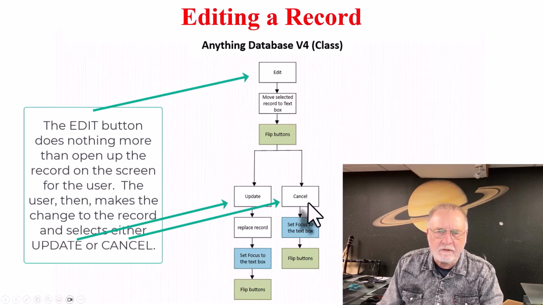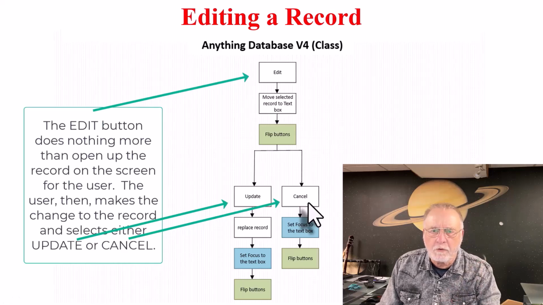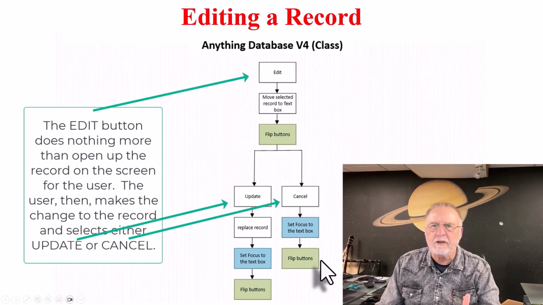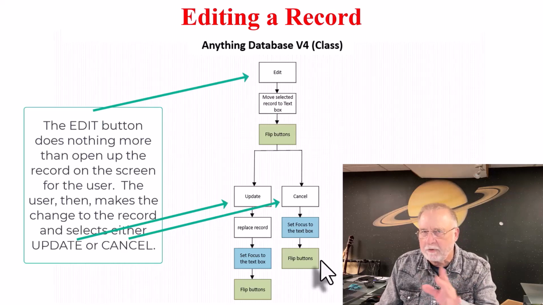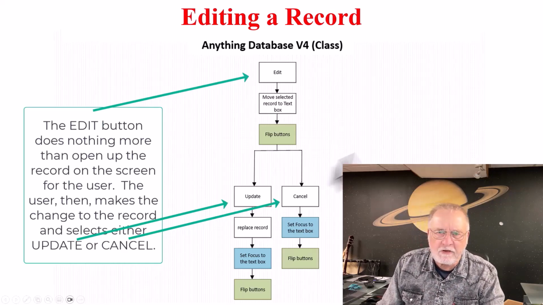If we do a cancel, we're just stopping where we were, and we're going to set the focus back to the text box and flip our buttons and be like we didn't do anything. We hit the edit button and said, nah, cancel, just get out, just keep on going, we can navigate and go on from there. So that's essentially what it is.